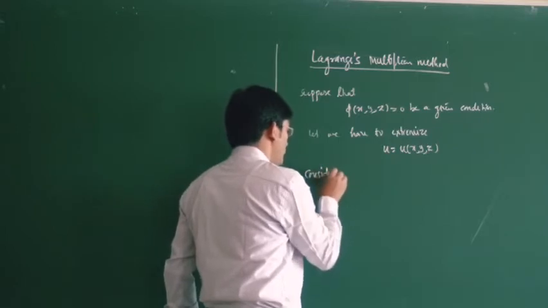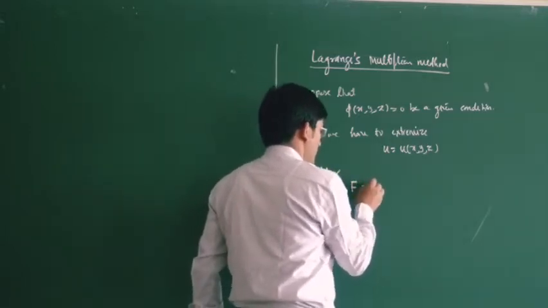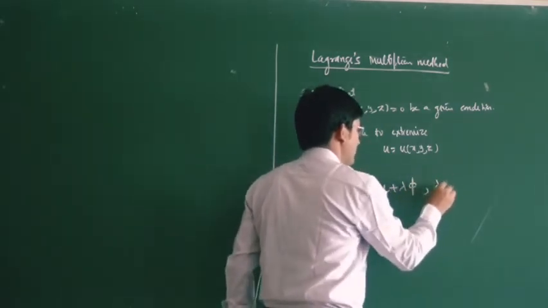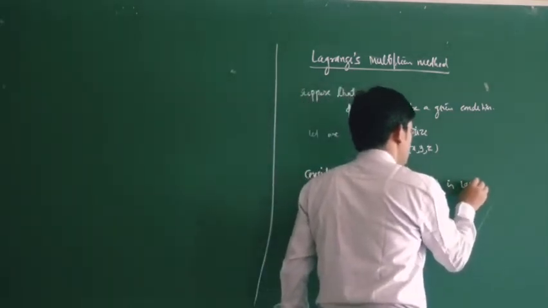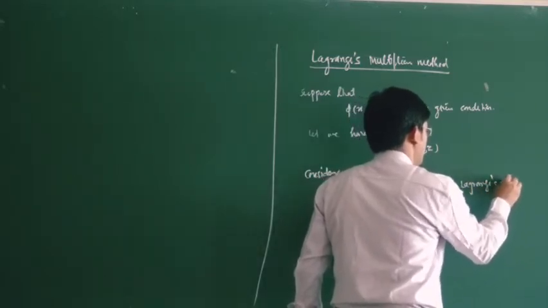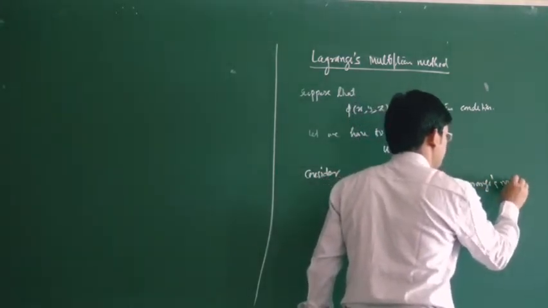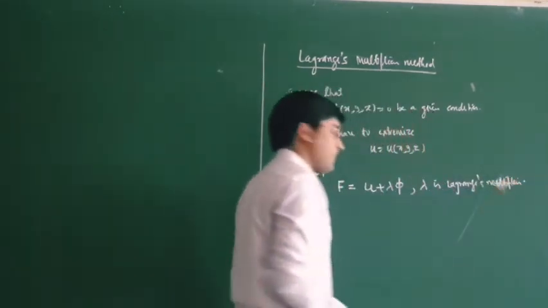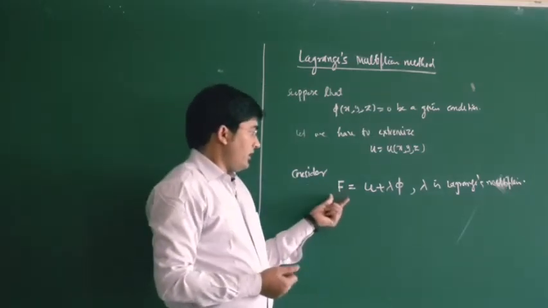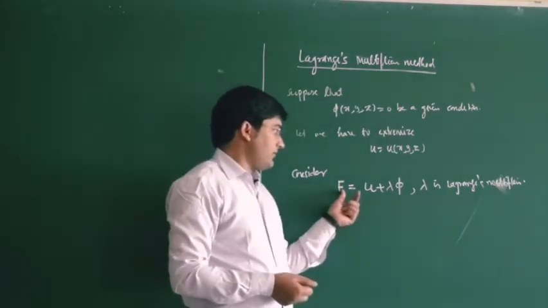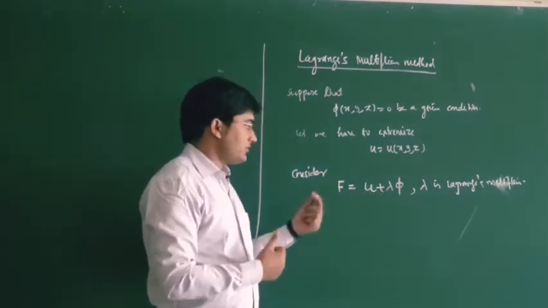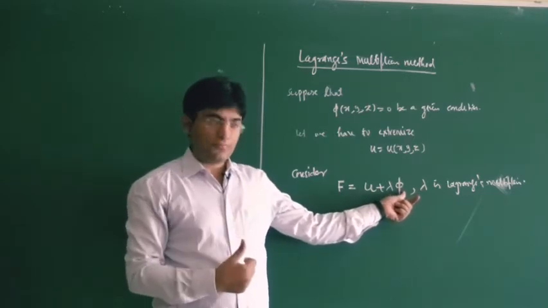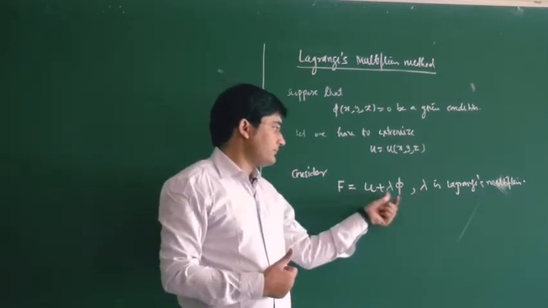Now if this is your given condition and we have to extremize this function, then consider a new function capital F, which is basically u plus lambda times phi, where lambda is known as the Lagrange multiplier. So we are constructing a new function capital F, that means the function which we have to extremize plus lambda times the function which we have given. So your capital F will be u plus lambda times phi.